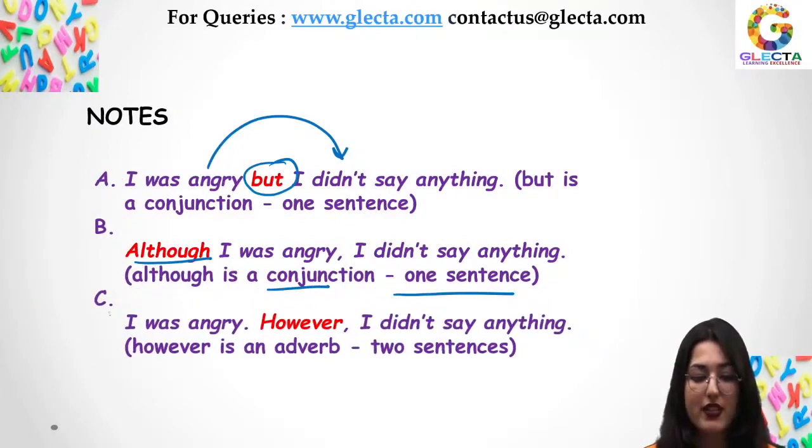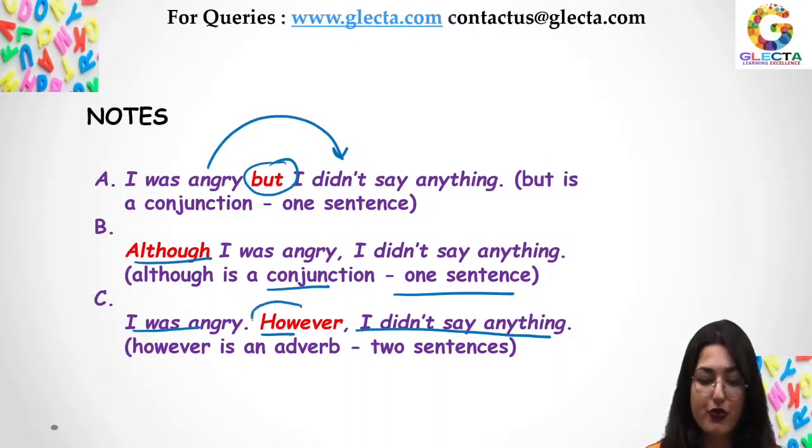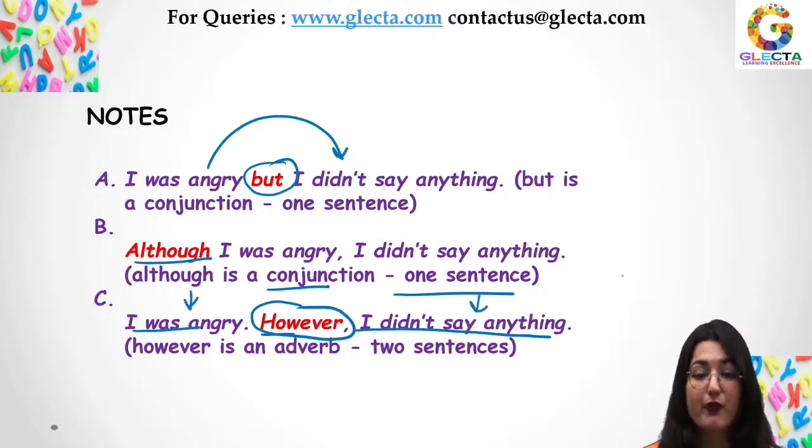Now, I was angry, however, I didn't say anything. So however is used to connect the idea, but these two clauses are completely separate from each other. I was angry is a different clause. I didn't say anything is a different clause. And however is the word connecting the ideas of both clauses, but it is not connecting the two clauses together.